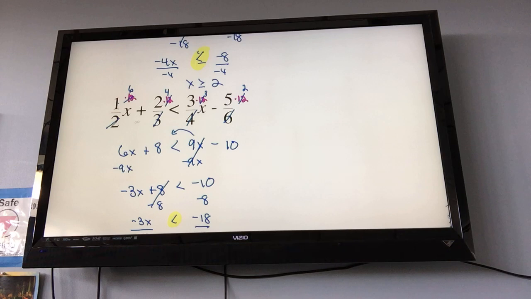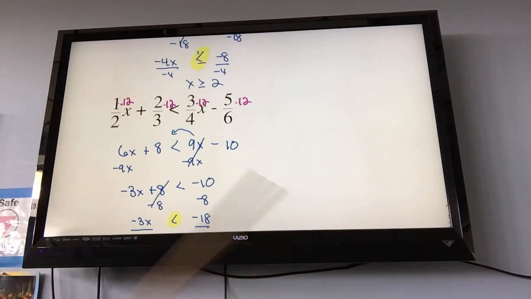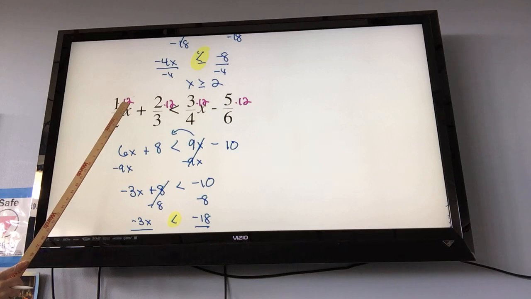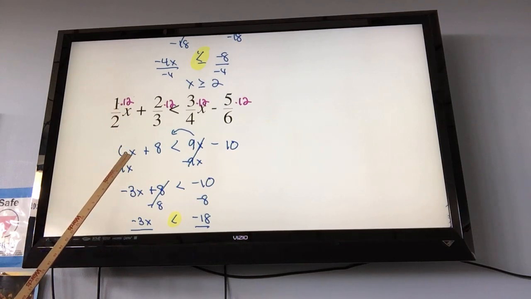Okay, so another way to do this, and you get the same thing. Oops, let me switch my eraser back to whole. Another way to do this, and it really doesn't matter to me which way you do it, because you get the same thing. You still have to find your LCD, so you're still going to multiply everything by 12. But instead of doing canceling, what I can do is this. I can go 1 times 12, 12, divide by 2, and I get 6.